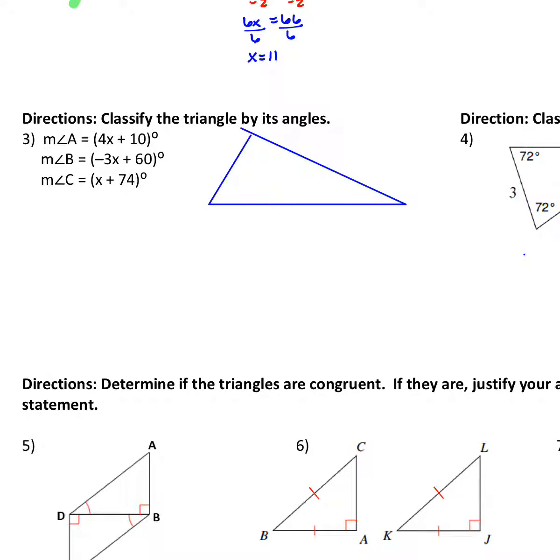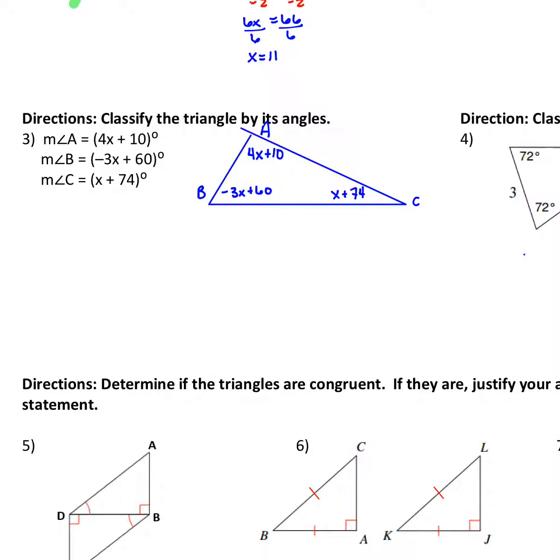And we're going to start by drawing our triangle. So maybe it'll paint a little bit of a better picture for us. So we know A is 4x plus 10. B is negative 3x plus 60. And C is x plus 74. So hopefully that clears up a little bit of our confusion.